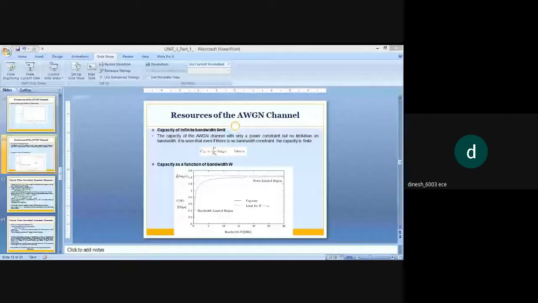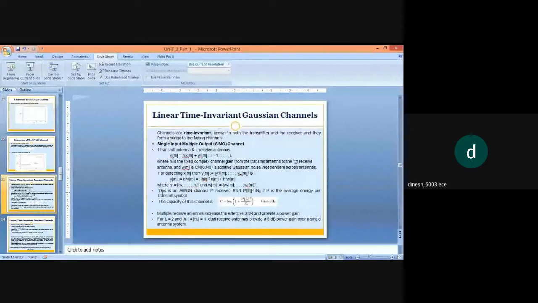Okay, since there are no queries, I proceed on to the next topic, which is linear time invariant Gaussian channels. Here the channels are time invariant, that is, the channel information is known both to the transmitter and the receiver, and they form a bridge to the fading channels.